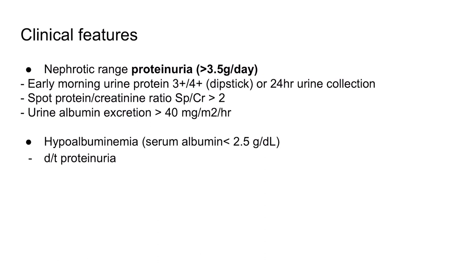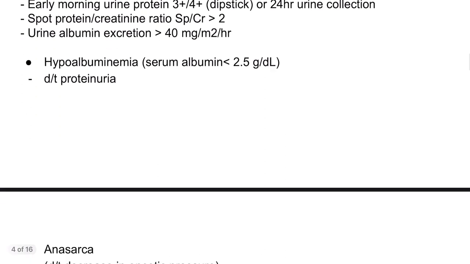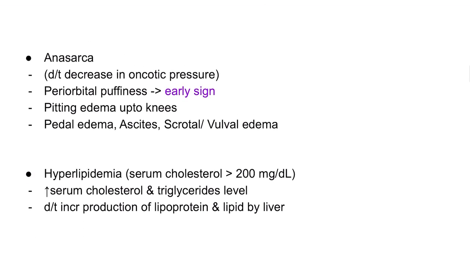Now since protein is lost through the urine, there is less protein in the serum. So this is the hypoalbuminemia, where the serum albumin is less than 2.5 gram per deciliter, and it is due to proteinuria. Anasarca. Anasarca is due to the decrease in oncotic pressure, and periorbital puffiness is the earliest sign of nephrotic syndrome. Pitting edema is seen up to the knees. Anasarca, or the generalized edema, also includes the pedal edema, ascites, scrotal or vulval edema.